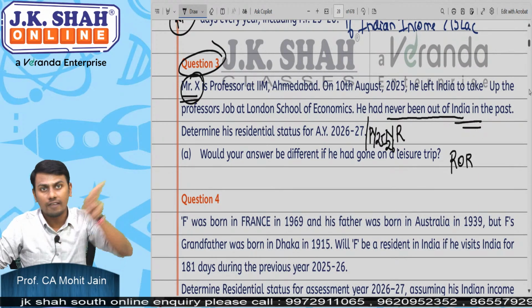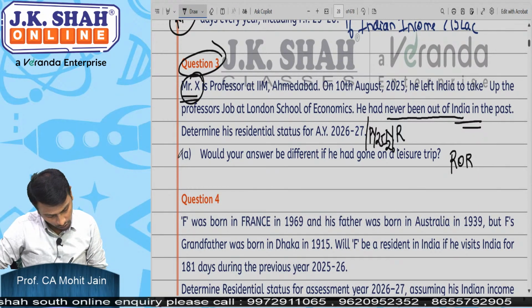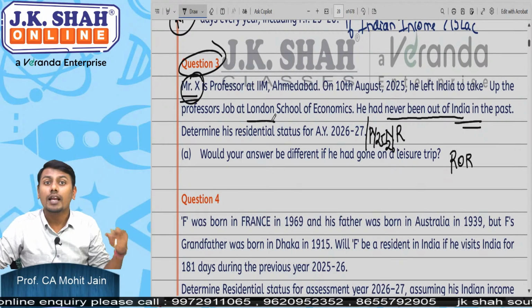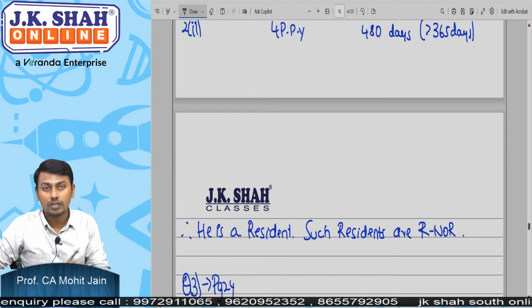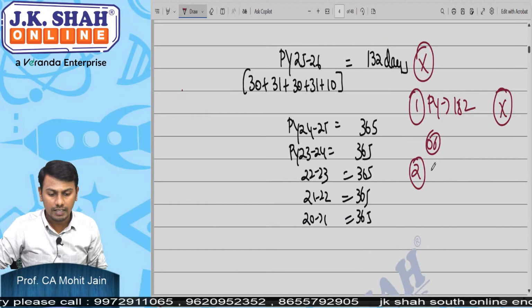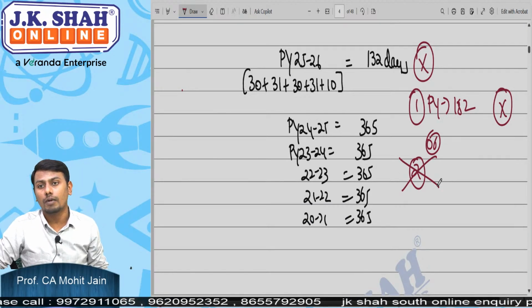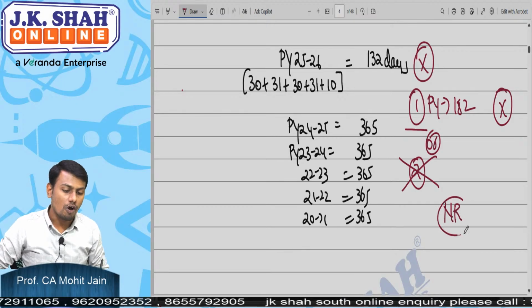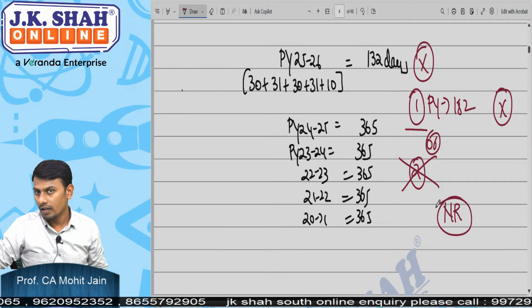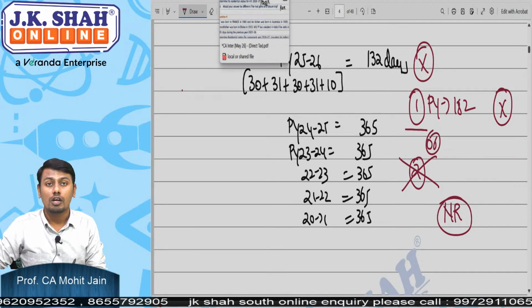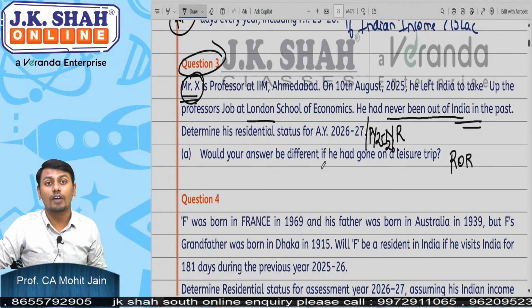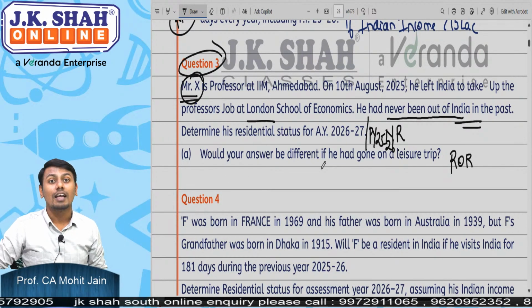Who is living outside India? Where is he going? He is going to what? London. Is he going for employment purpose to London? Yes. So can I say because of the first exception, basic condition number 2 will not be applicable to him, and 1 though we did not satisfy, so he will become a what? Non-resident. In the first case, he will become a non-resident. But would your answer be different if you would have not gone for employment? He had gone for a leisure trip.